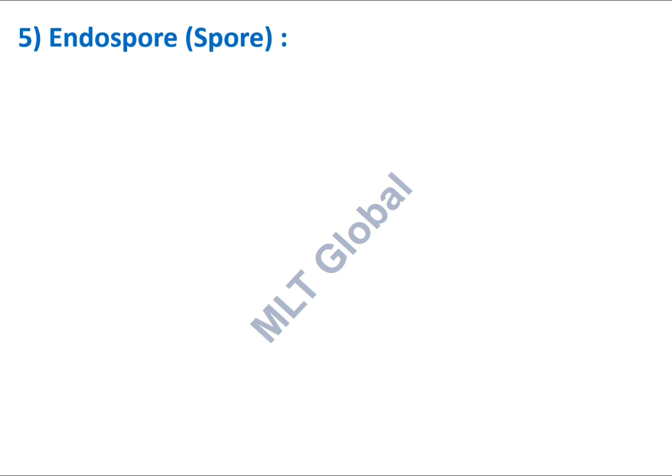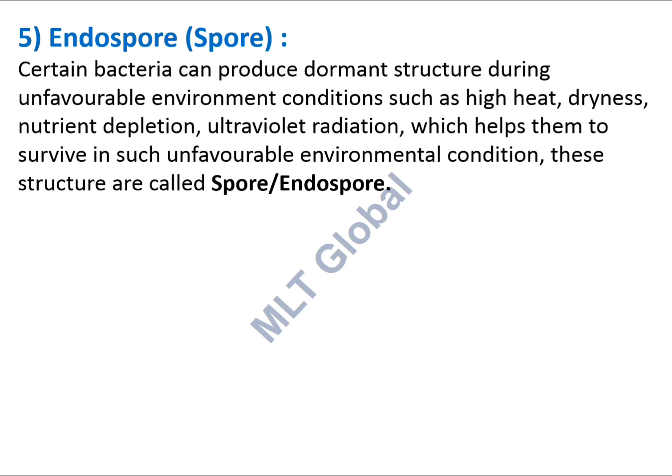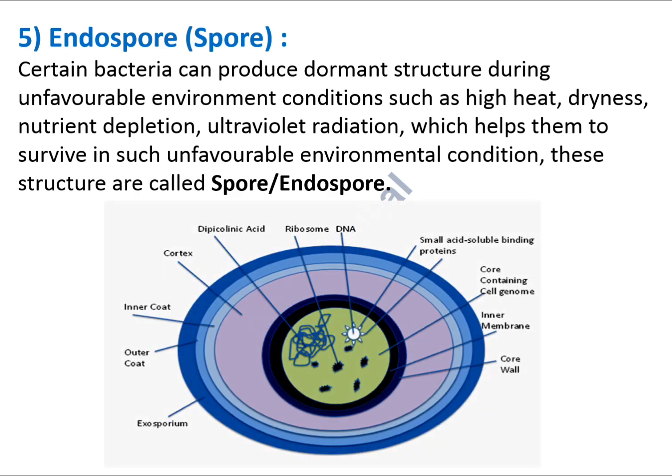Endospore or spore. Certain bacteria can produce a dormant structure during unfavorable environmental conditions such as high heat, dryness, nutrient depletion, and ultraviolet radiation, which helps them to survive in such unfavorable environmental conditions. These structures are called spore or endospore.